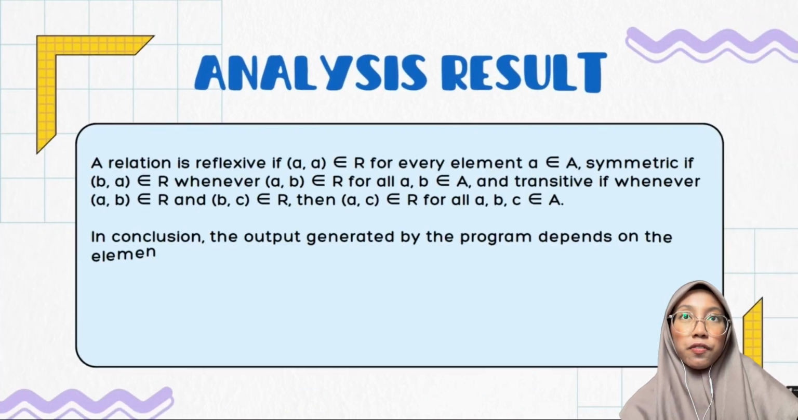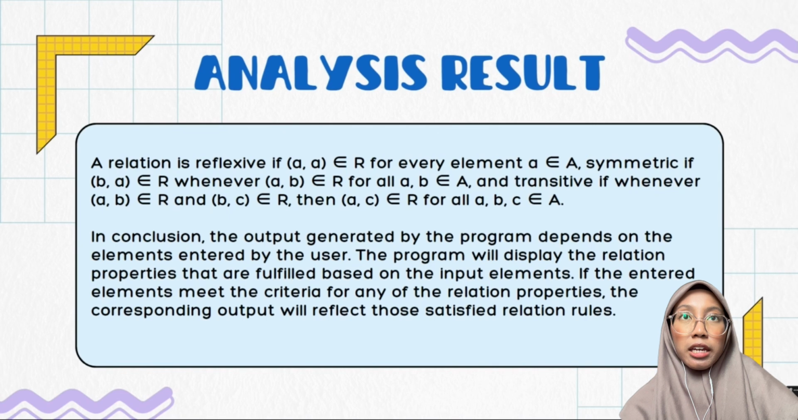A relation is reflexive if (a,a) is an element of R for every element a of A; symmetric if (b,a) is an element of R whenever (a,b) is an element of R, for all a, b in A; and transitive if whenever (a,b) is an element of R and (b,c) is an element of R, then (a,c) is an element of R, for all a, b, c in A.